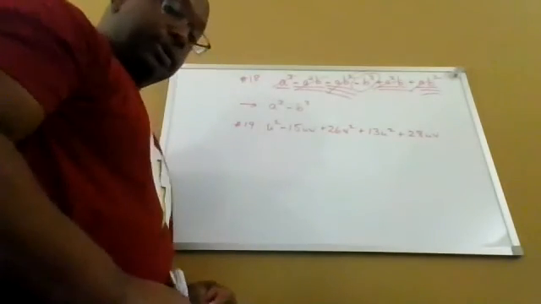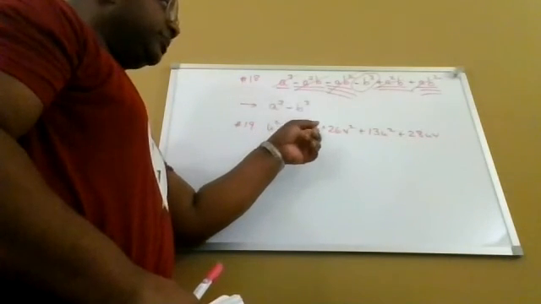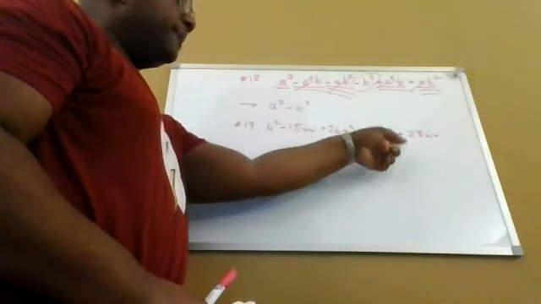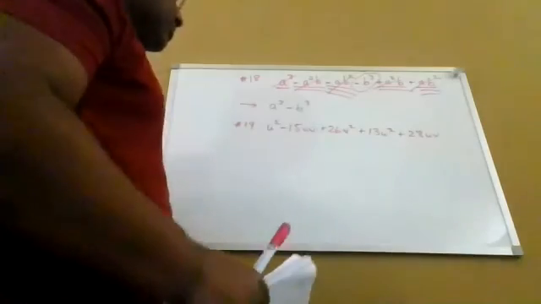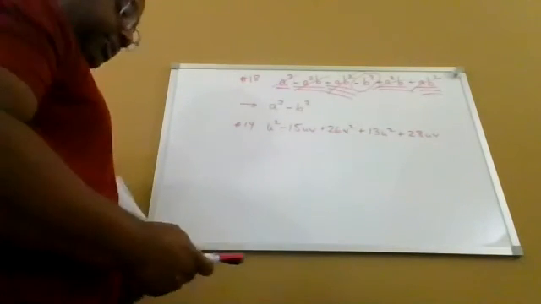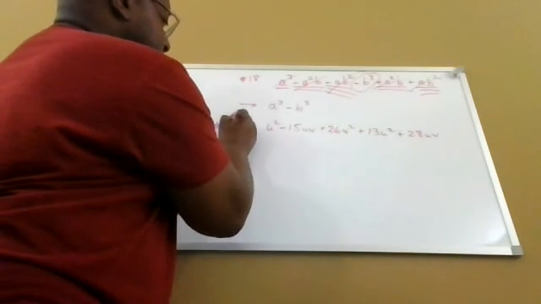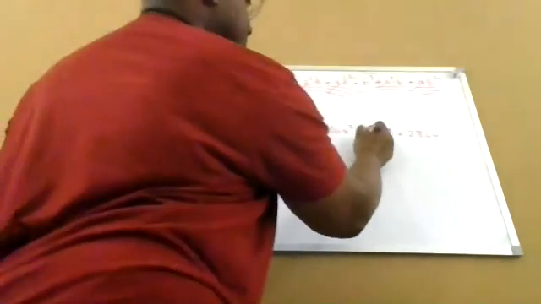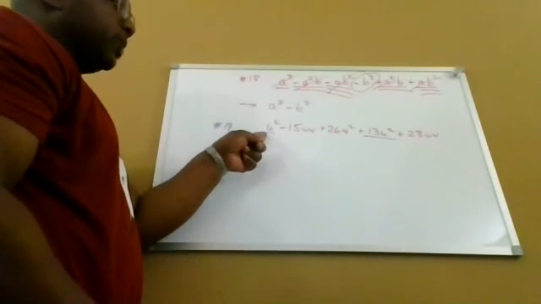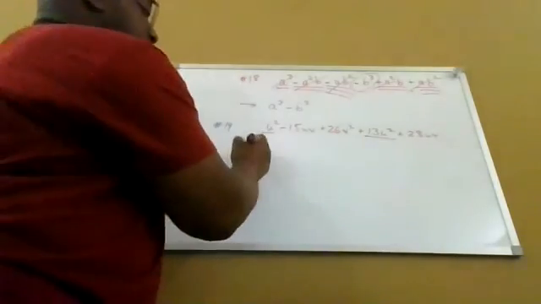Okay, so for this polynomial, we have u squared minus 15uv plus 26v squared plus 13u squared plus 28uv. So now I'm going to begin by underlining everything that has a u squared in the term. So I have u squared, or 1u squared, plus 13u squared equals 14u squared.